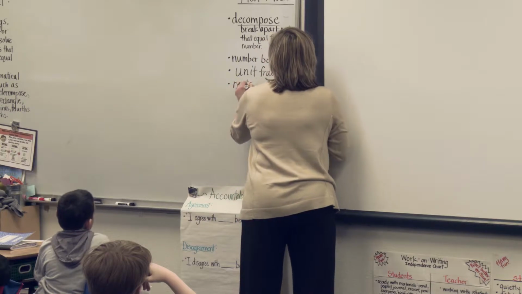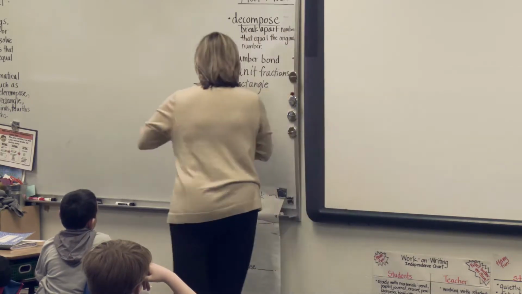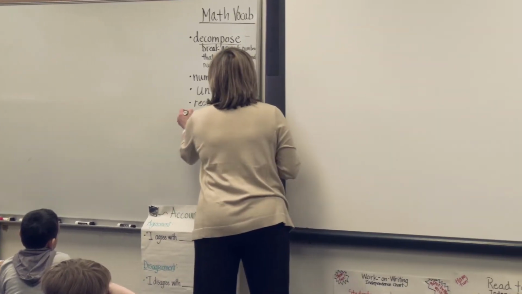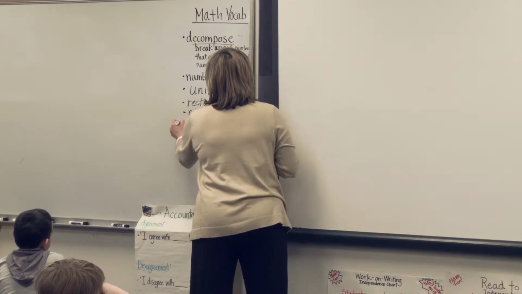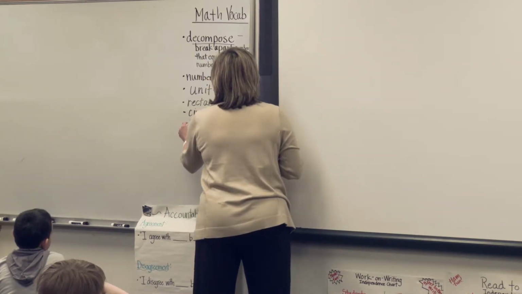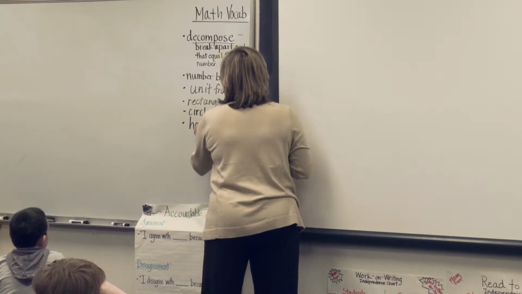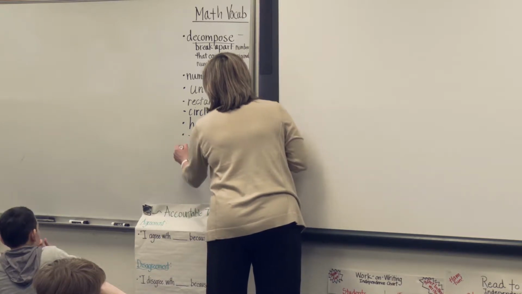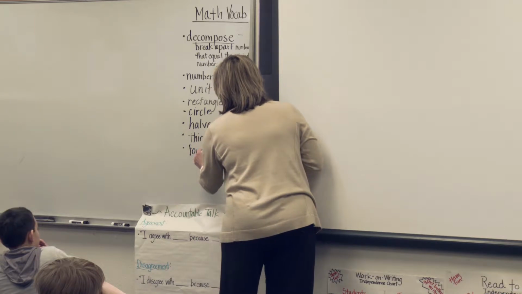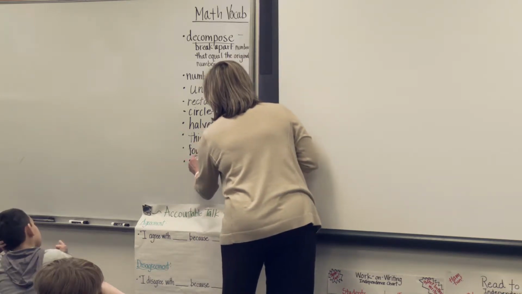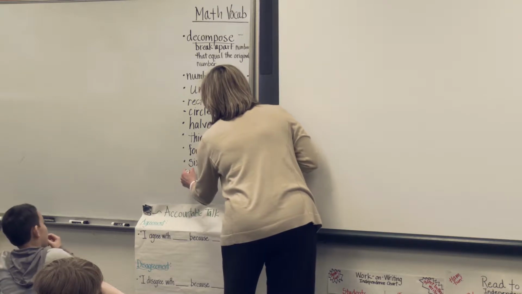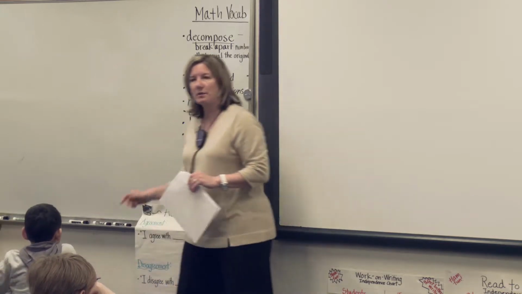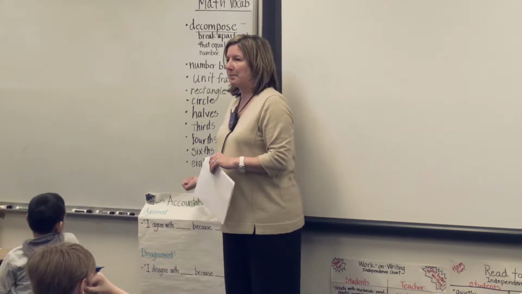We'll be using the term rectangle. Circle. And then we're going to really get into the parts that we would use when we're identifying fractions. Halves, thirds, fourths, sixths, and eighths. If I can spell those correctly. Now, if there's another word that we can put up here, you're more than welcome to come up and put that other word in there.